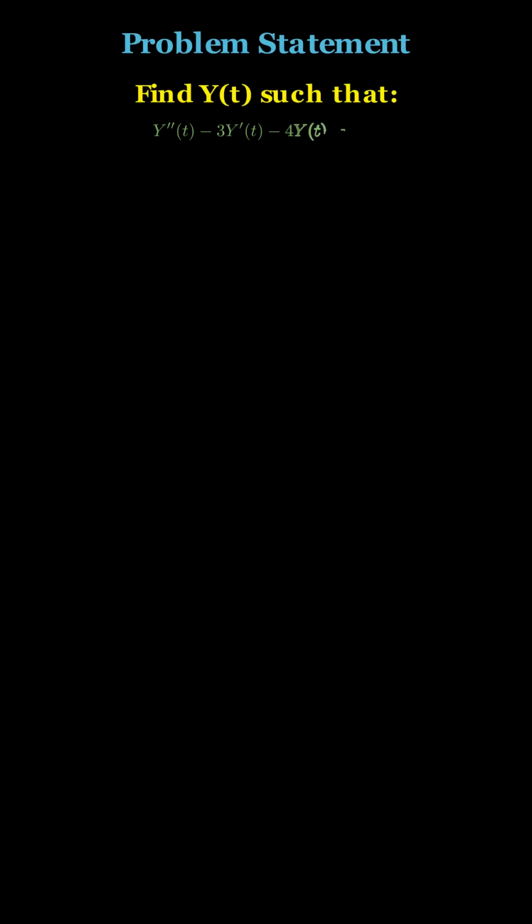Let's find a particular solution for the differential equation y'' - 3y' - 4y = 3e^(2t). We'll use the method of undetermined coefficients. We need to find a function y(t) such that when we compute y'' - 3y' - 4y, we get 3e^(2t).